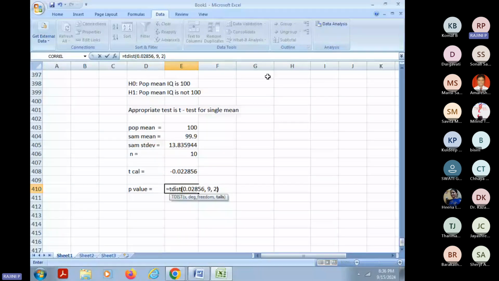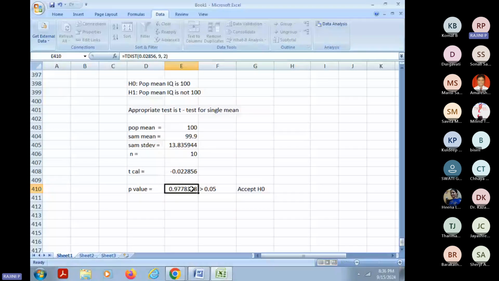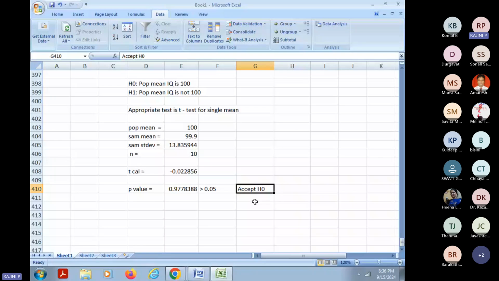So this is the p-value. Now how can we give the conclusion? You just check it. If the p-value is more than 0.05, then accept H naught. Remember, if the p-value is more than 0.05, we accept H naught. Clear? So accept H naught means what? For this data, population mean IQ is 100 among all the children. Okay, this is the conclusion.